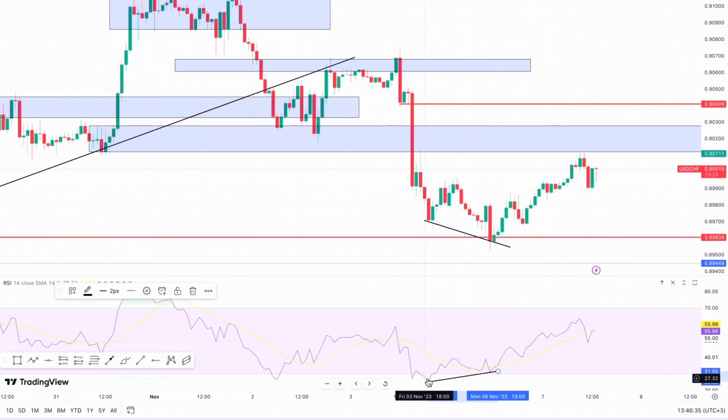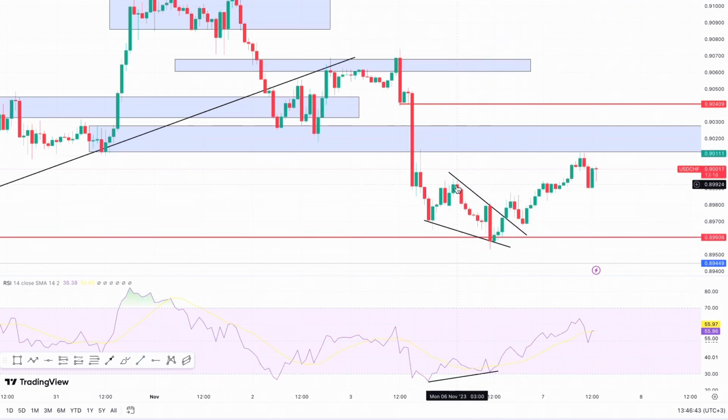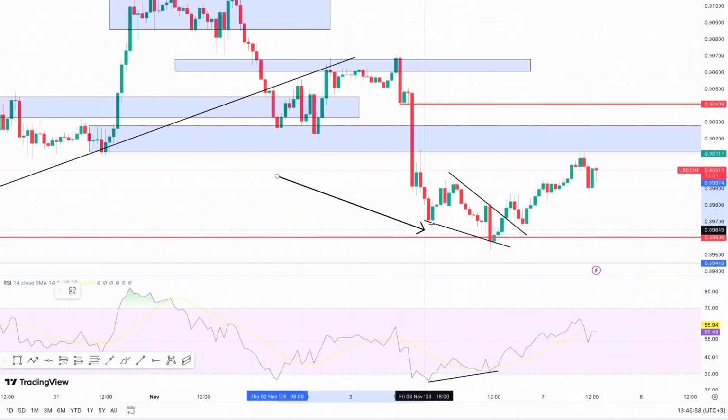So as you can see, you have divergence. Another pattern we have is a falling wedge. A falling wedge is a reversal pattern to the upside, as you can see. So here we have the falling wedge, and on our falling wedge, price gave us lower highs and lower lows. This is a lower high, and this is a lower high, as you can see.